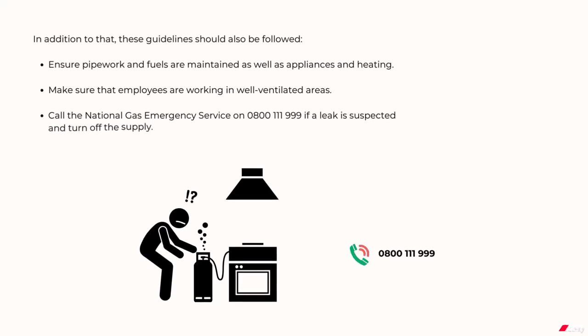In addition to that, these guidelines should also be followed. Ensure pipework and fuels are maintained, as well as appliances and heating. Make sure that employees are working in well-ventilated areas. Call the National Gas Emergency Service on 0800-111-999 if a leak is suspected and turn off the supply.